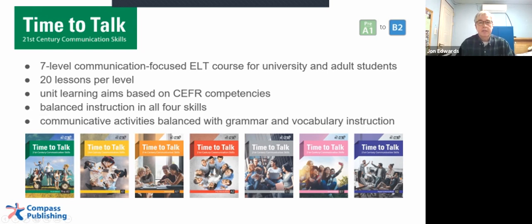Communicative activities are balanced with grammar and vocabulary instruction, so it's not a pure communicative language teaching book. It also has language support built in, which is something I really like. And the range of levels: level 1 starts at pre-A1, and it goes all the way up to B2, so quite a high level.